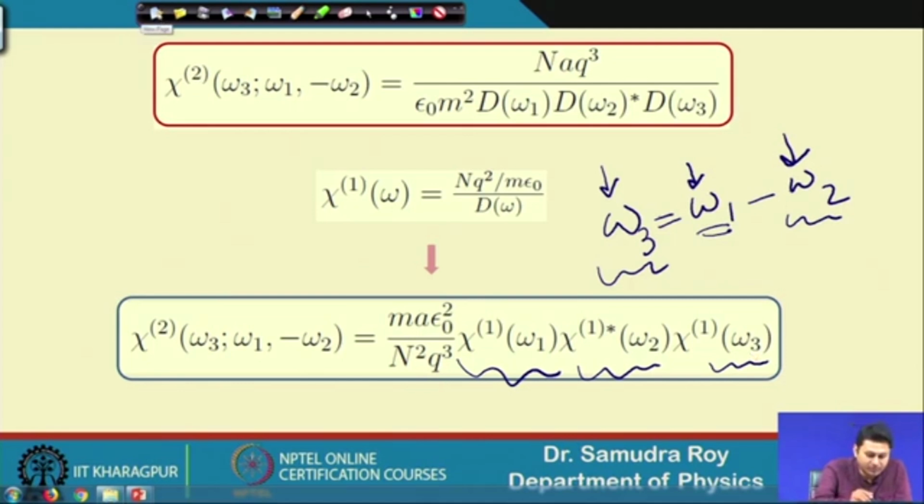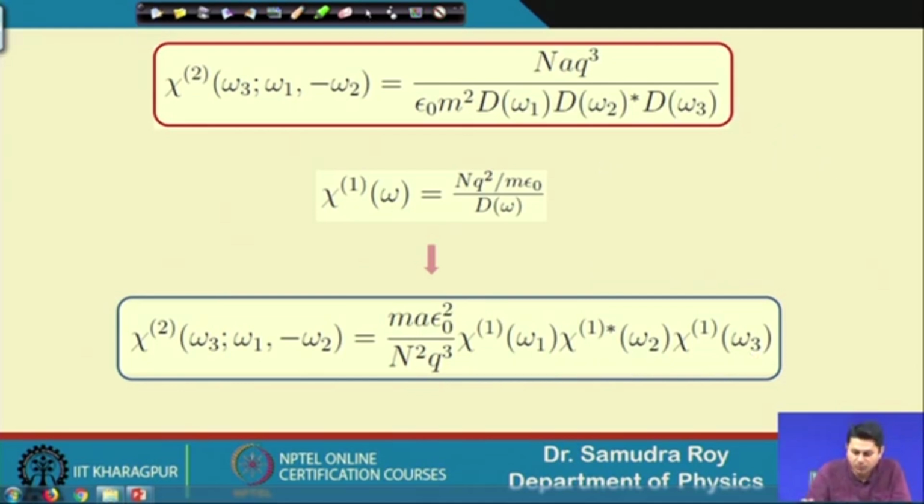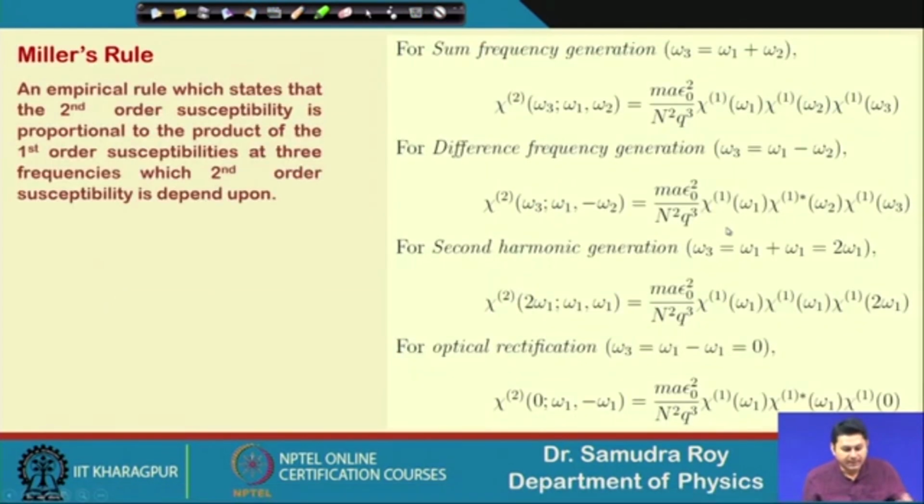So, let us go back to the Miller's rule and try to find out more. Miller's rule, as I mentioned, is an empirical rule which states that the second order susceptibility is proportional. So, now we will try to find out what should be the form of the Miller's rule when we have different frequency components. So, now we have a frequency component omega 1 minus omega 2, but as I mentioned there may be some other frequency components also.